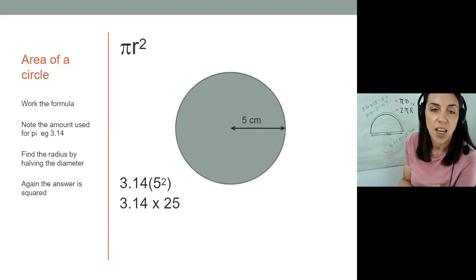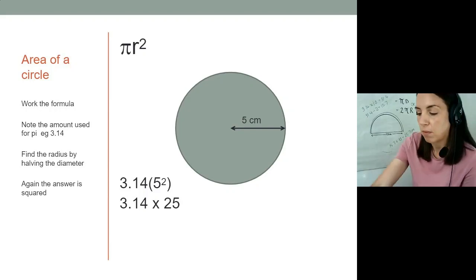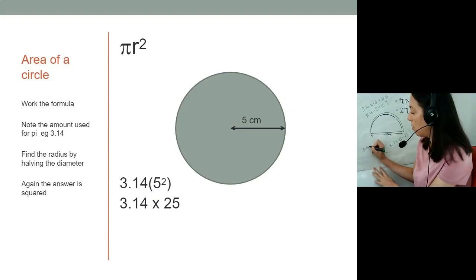The radius of the circle that's on the screen is 5 centimetres. And again, the answer is squared as mentioned. So to calculate this one, I'll show it on the board. I don't know if you can see this now. So it'll be 3.14 multiplied by 5 squared.